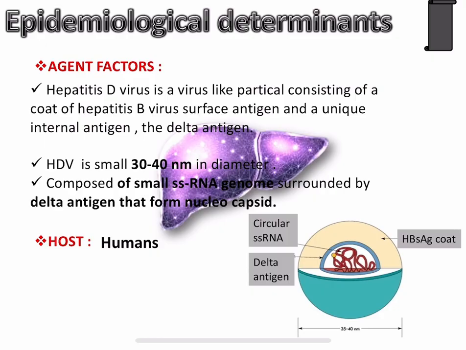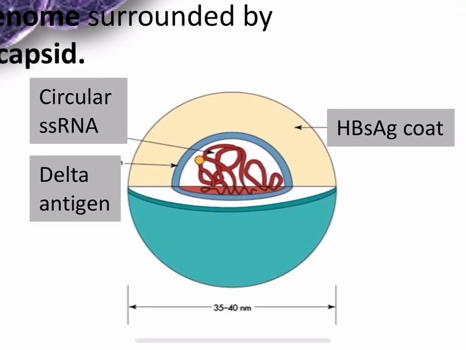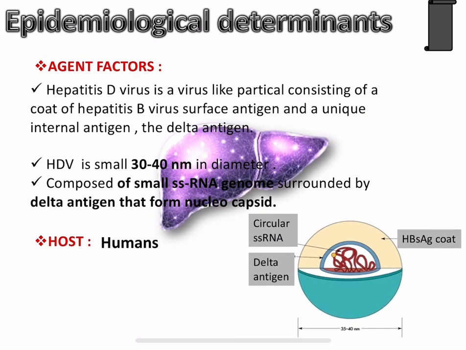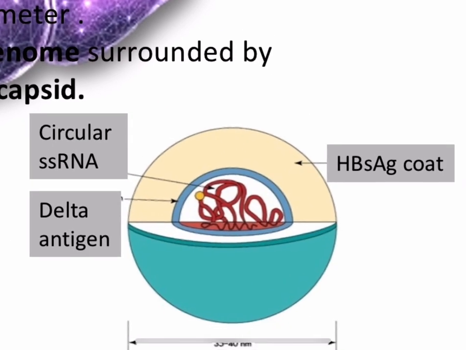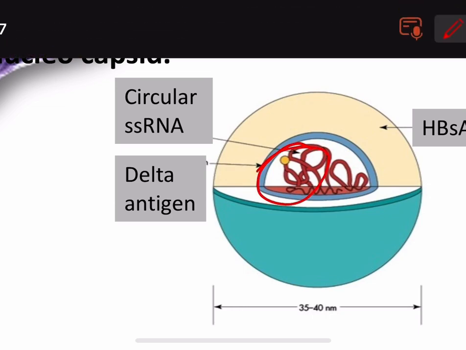HDV is a small spherical particle measuring about 30 to 40 nanometer in diameter. It is composed of a small single-stranded RNA genome which is surrounded by the delta antigen that is forming a nucleocapsid. You can see the delta antigen which is forming a nucleocapsid.